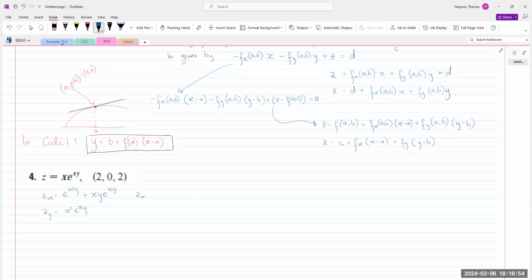So z sub x at (2, 0), you see, this is the x, this is the y, this is the z of xy, will be 1 plus 0, that's 1. Am I right? I try to do it visually. And then z sub y at (2, 0) will be 2. Oh no, 4.